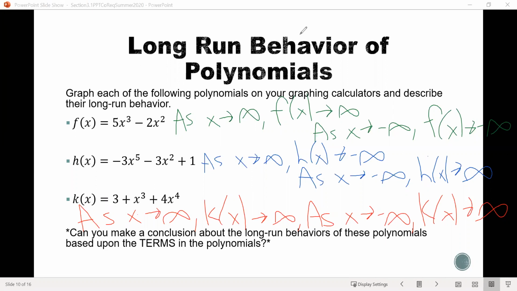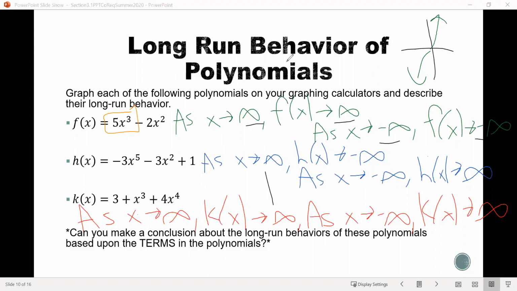Can we conclude anything or see if there's any clues inside the function itself that tells us how to figure this out? Well, notice for this first one, we had that as we went towards positive infinity, the outputs went towards negative infinity. If you think about what that would look like on a graph, it would be something like this, which kind of looks like the long-run behavior of an odd powered function, right? And when we look at this function, we see that it has an odd powered function there as part of it, so that's interesting.